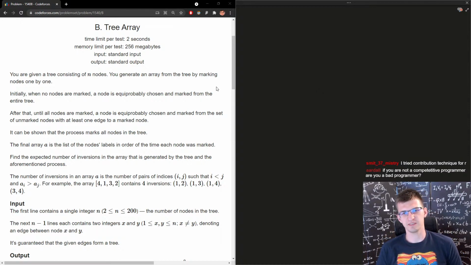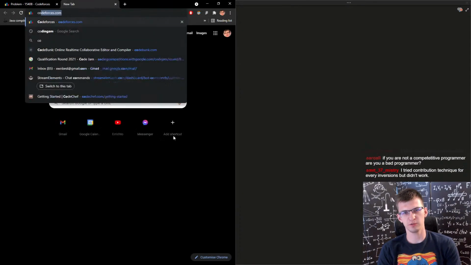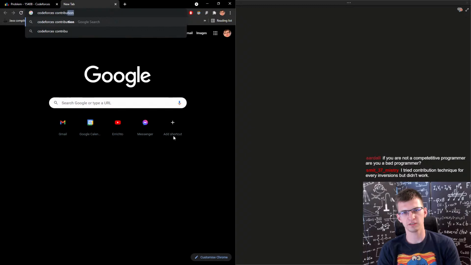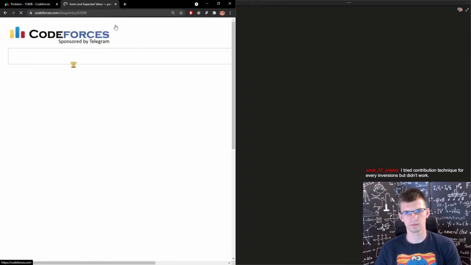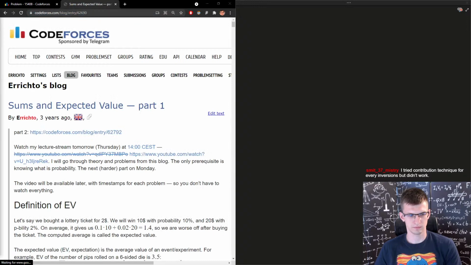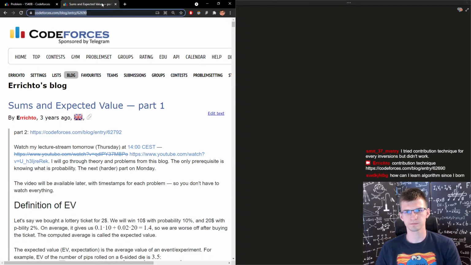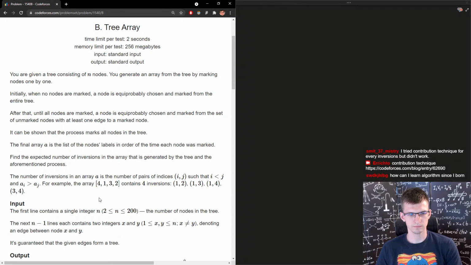Contribution technique indeed. So to understand this problem better, you might want to read this. Here you go. Didn't work? Well, maybe it will work for me, maybe not.